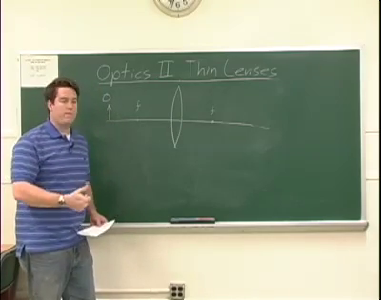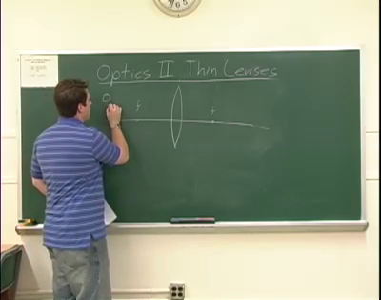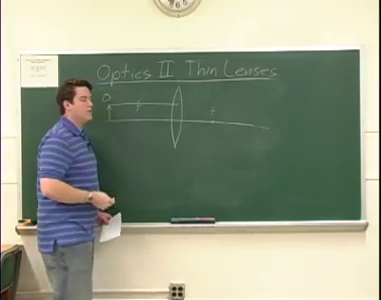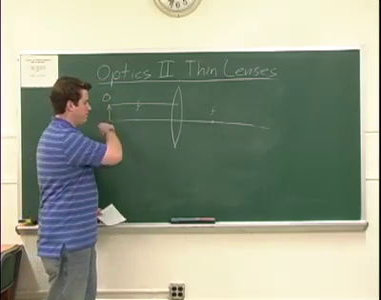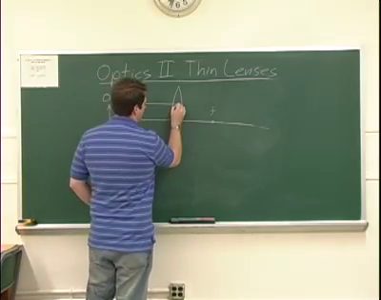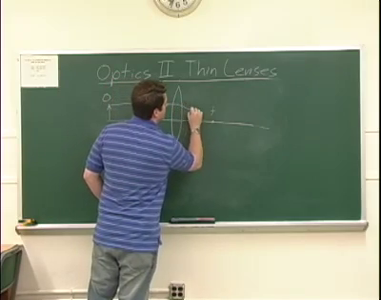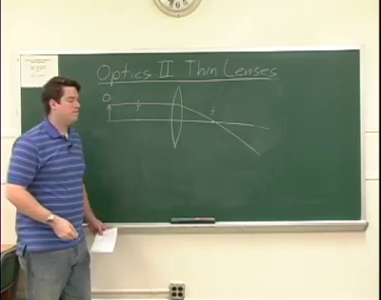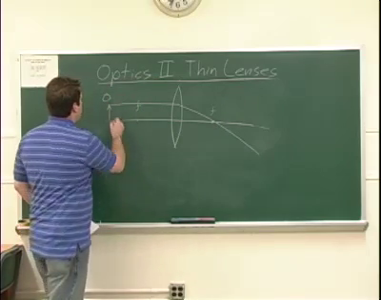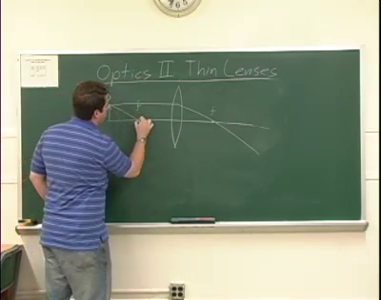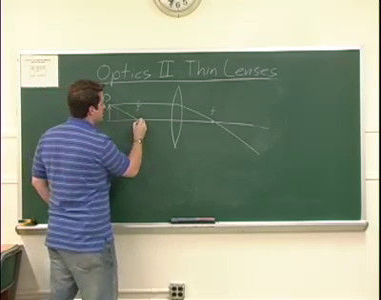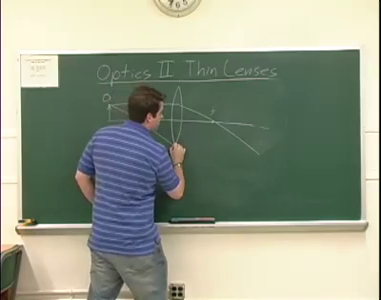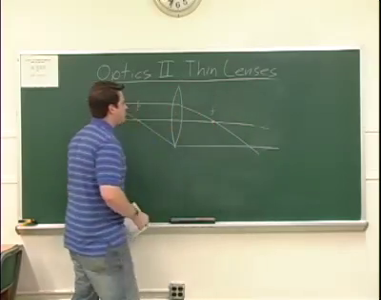The first rule is that a ray of light coming from an object and entering the lens in a direction parallel to the main axis will be refracted such that it goes through the focal point on the other side. Likewise, a ray which goes through the focal point on the near side of the lens will then be refracted such that it exits the lens parallel to the main axis.